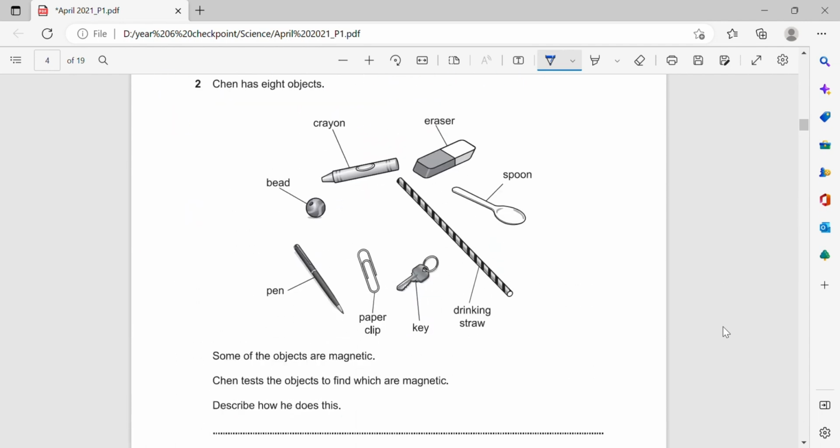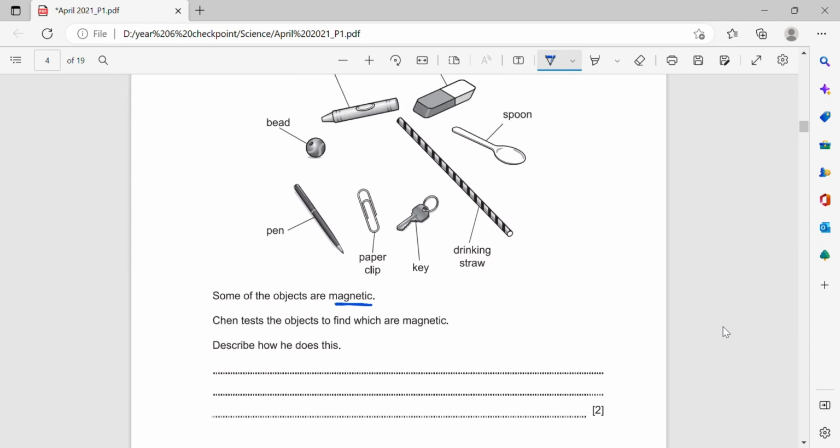Next question. Chen has 8 objects. Okay, we have here 8 different objects. Some of the objects are magnetic. Chen tests the objects to find which are magnetic. Describe how he does this. What does he do? How he does this, and ناخد بالنا, this question is out of 2 marks, so we have to mention 2 points. طيب, how he does this? He uses what? He uses a magnet.